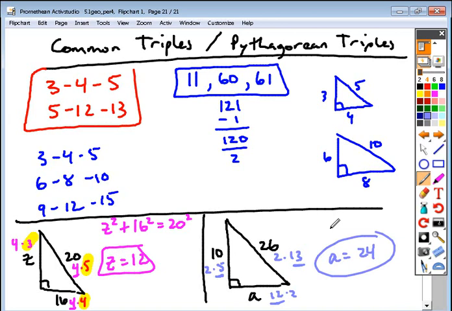So again, I definitely encourage you to look at that first. See if you can find and apply common triples or multiples of them before you move on to the Pythagorean theorem, which we could have also used: a squared plus 10 squared is equal to 26 squared. That is also going to give you the correct answer of 24. But it's just simpler if you can break it down.